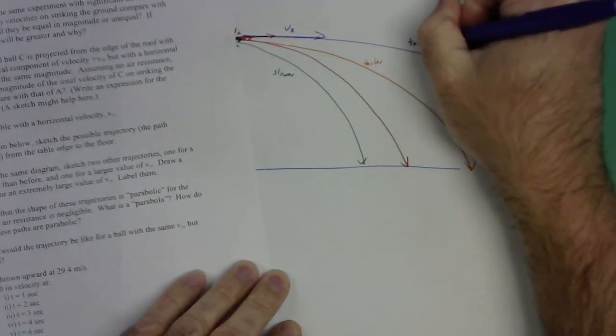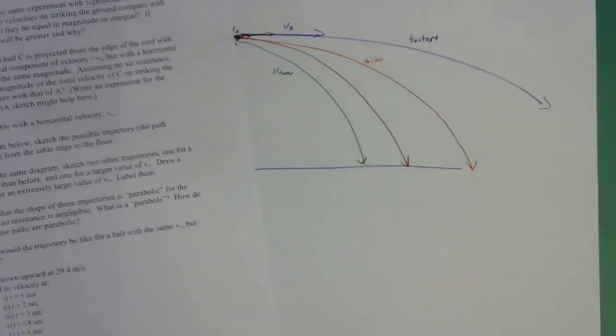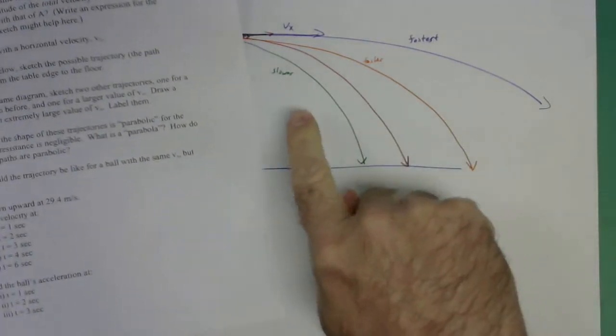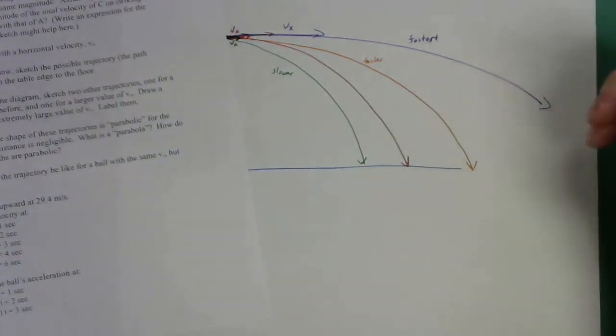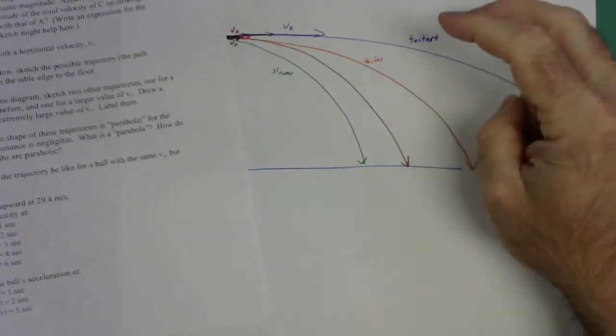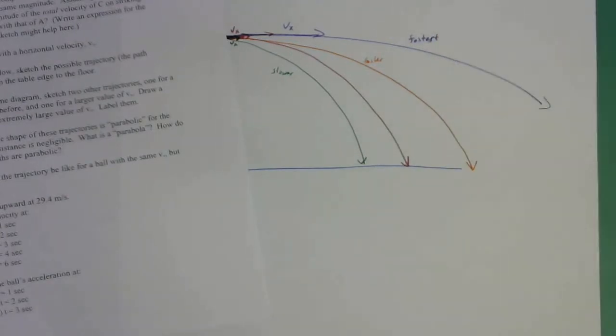And this is like fastest, right? Okay. Alrighty, here we go. Now it says, we say the shape of these trajectories is parabolic for the ideal case where air resistance is negligible. What is a parabola? How do you know that these are parabolic?